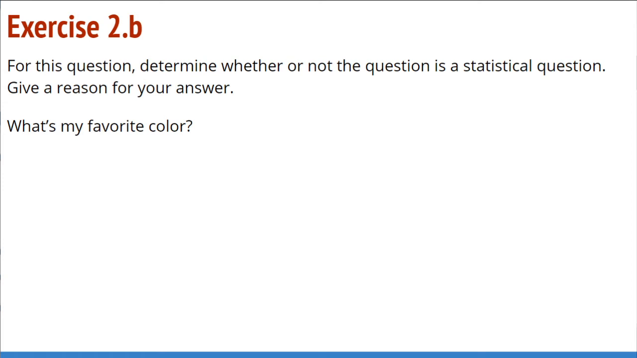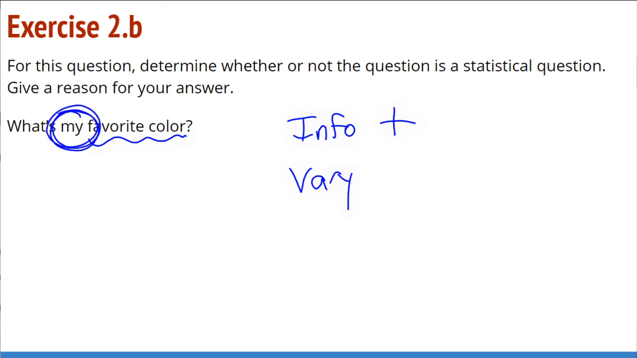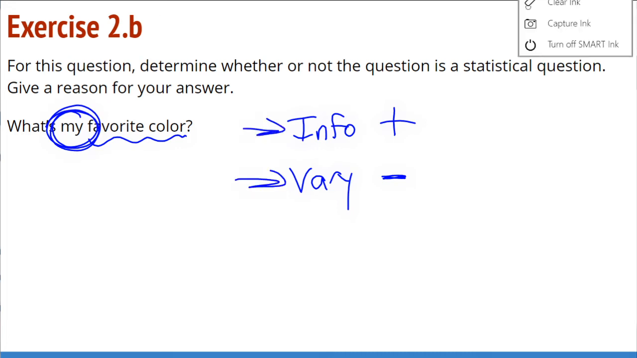Is this a statistical question? Well, let's see. What's my favorite color? Now, there are two things that a statistical question needs to have. I need to be collecting information, I need to be collecting data, and I need to expect there to be some variability, some change, some variety in the data that is collected. Well, I'm collecting information about favorite color, so that's a definite plus. But my favorite color, I'm only asking one person, which means I cannot have variability. This is not a statistical question. Even though we are collecting information, we do not have variability.